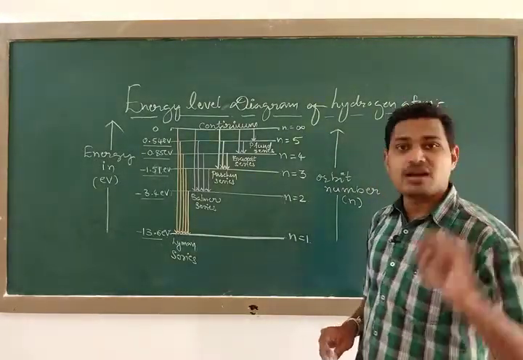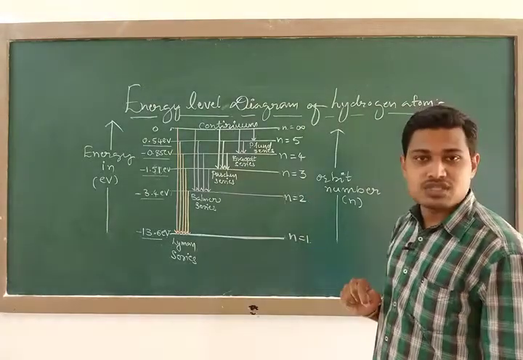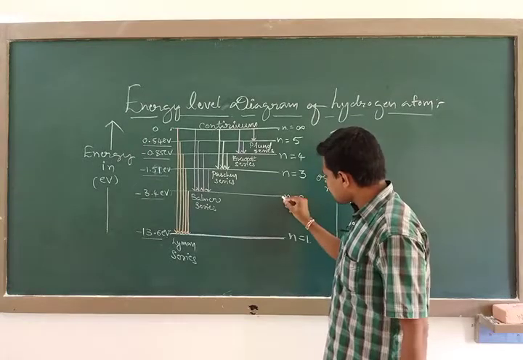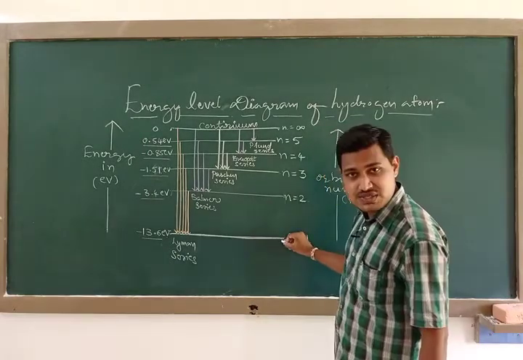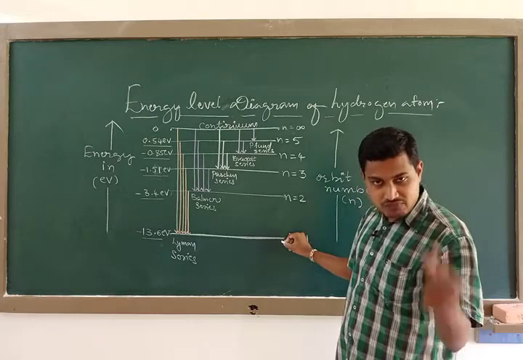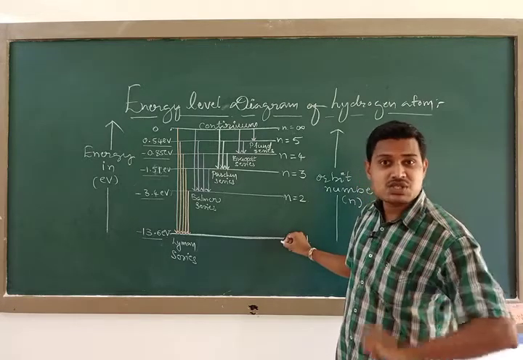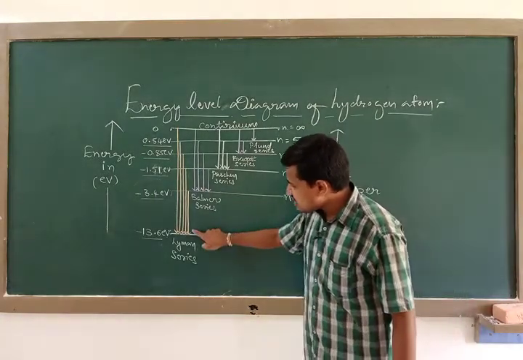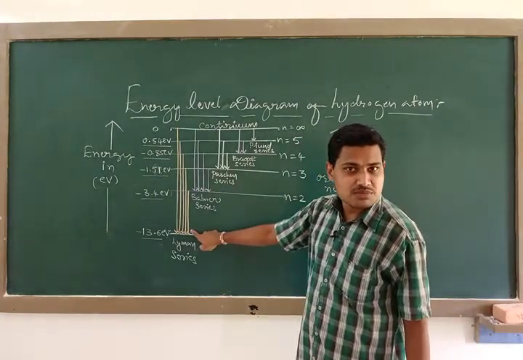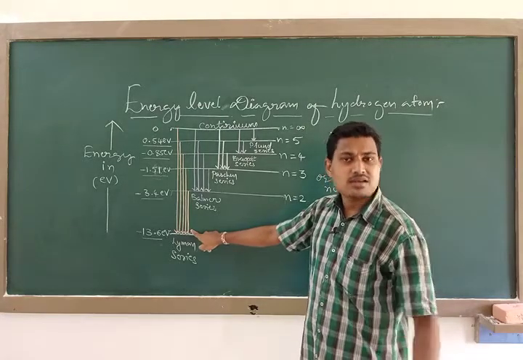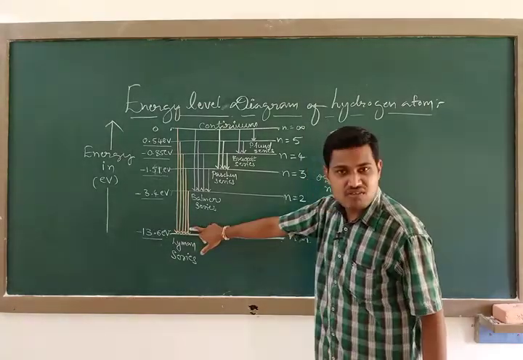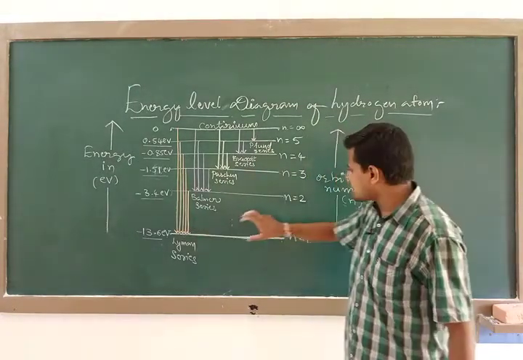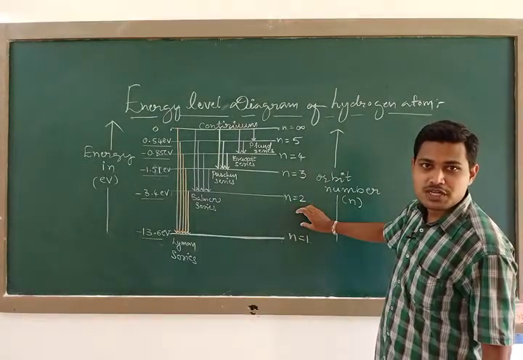Further, for the numerical part, this one is very important. Generally, see here, the transition of an electron from the second orbit to the first is the Lyman series. And remember, this becomes the first member of the Lyman series. And another thing, this first member of the Lyman series corresponds to what?